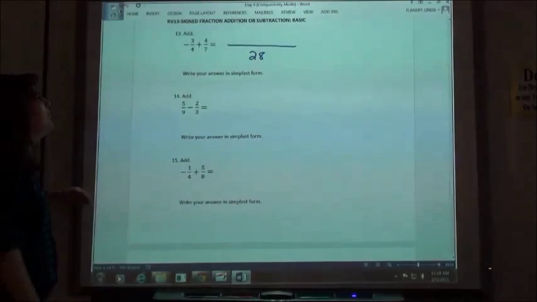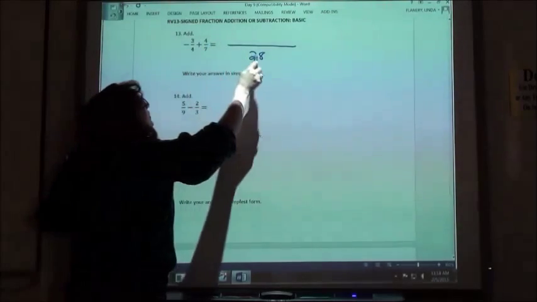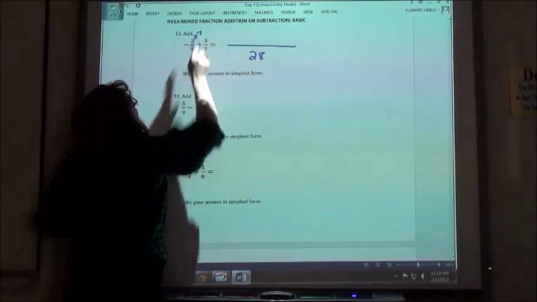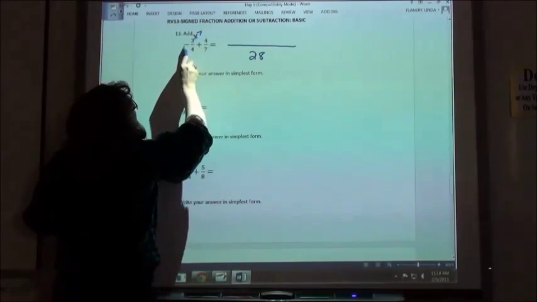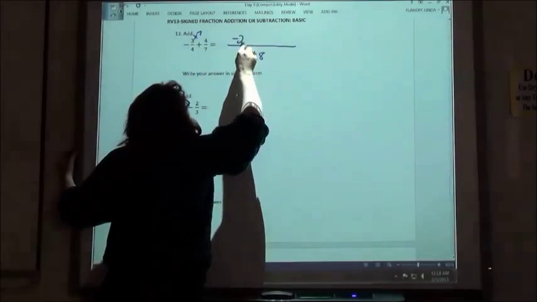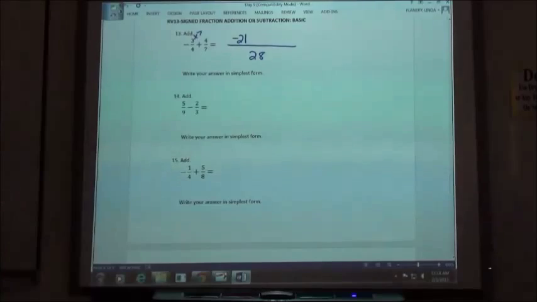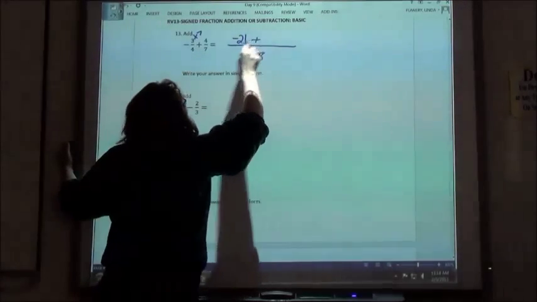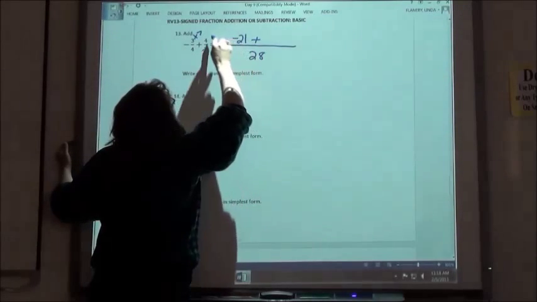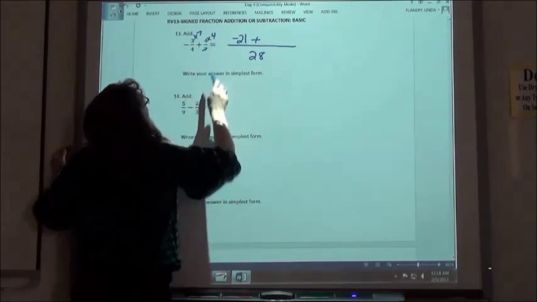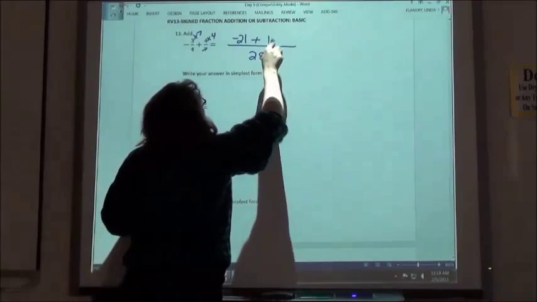I then make my equivalent fractions. 4 goes into 28 7 times. I'm taking 7 times a minus 3, so that one's going to be minus 21. That minus sign stays in front there. Then I'm going to have plus 7 goes into 28 4 times. 4 times 4 is 16.